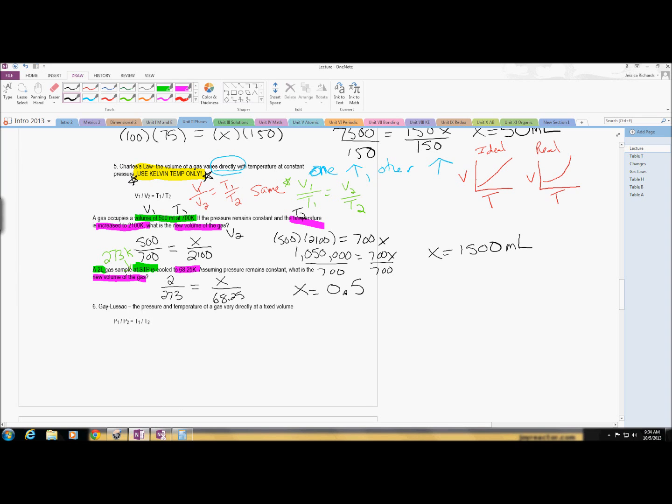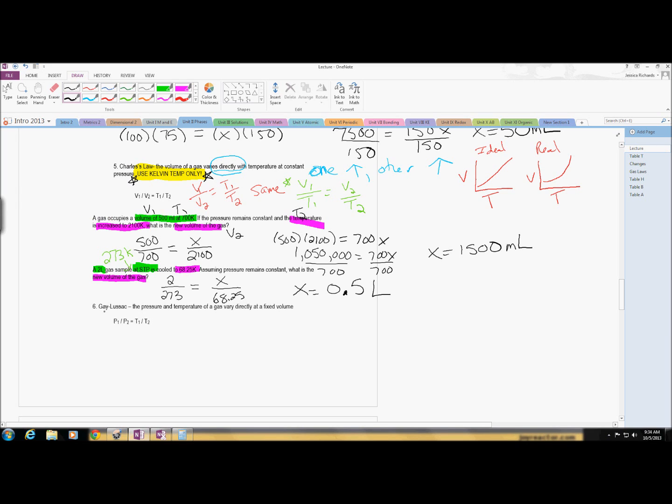And the units that they started with for their volume this time were in liters, so this must be 0.5 liters. Last thing you should do is ask yourself, does this make sense? If they've cooled it from 273 to 68, they've decreased the temperature. The volume should decrease also because this is a direct relationship. 0.5 is definitely less than 2. You probably set it up correctly.